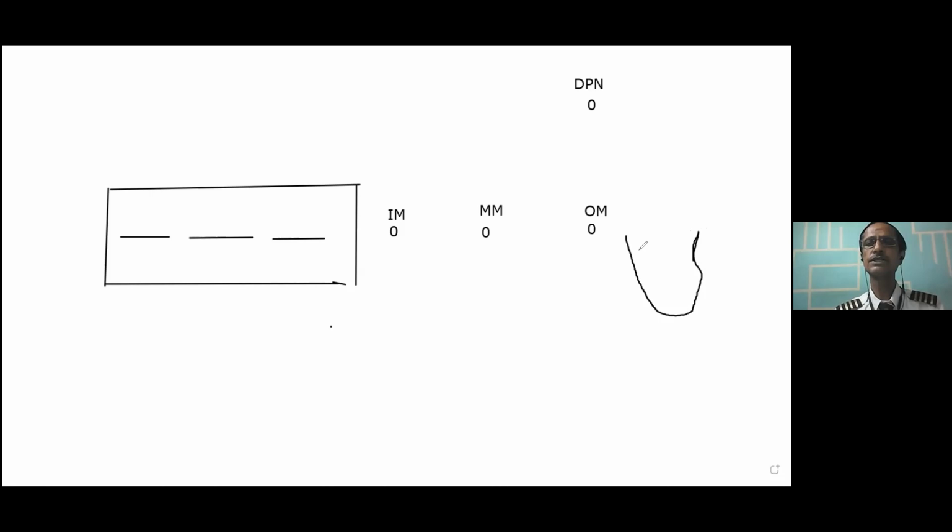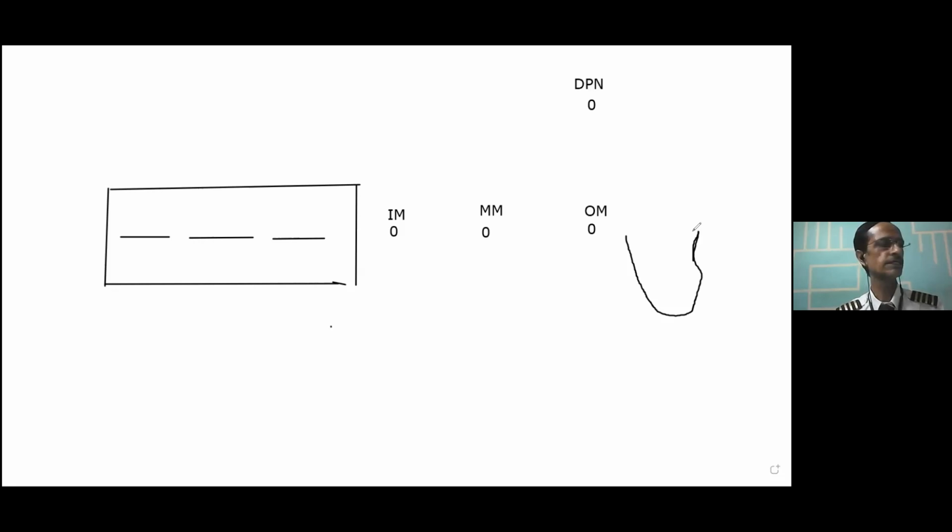Procedure turn completed. See this. Outer marker outbound. When you left the outer marker outbound, this is the outer marker. From DPN, you came to the outer marker, didn't turn, went straight outbound from the outer marker, commencing procedure turn. Here you started turning. The aircraft is going away from the outer marker. You want to land here, but you are going away. Crossing outer marker outbound, commencing procedure turn. You started the procedure turn.